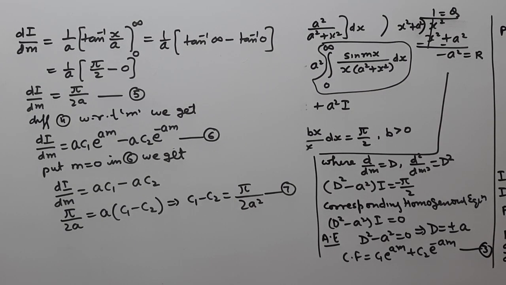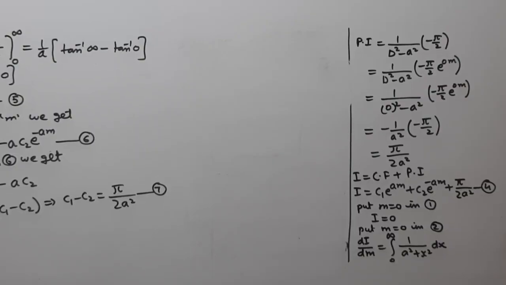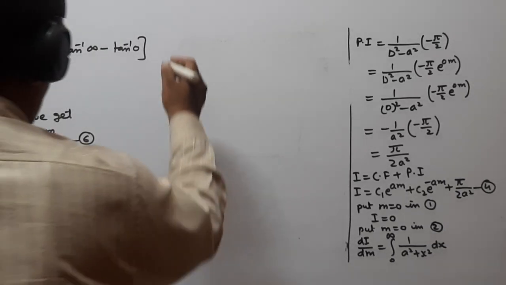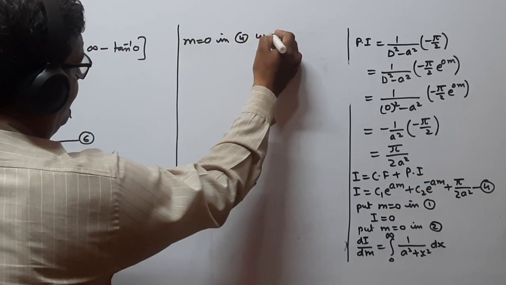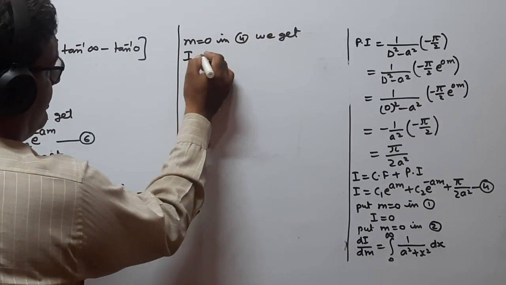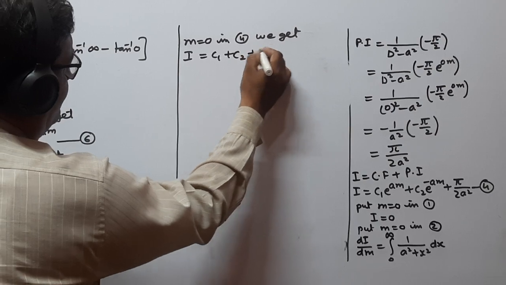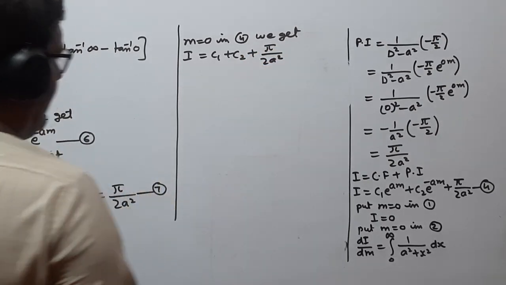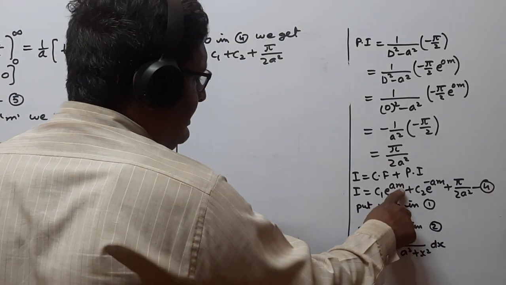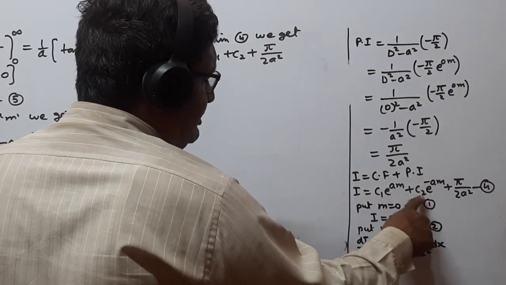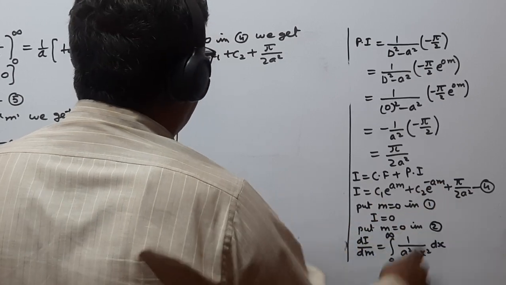Now we put the value of m, that is m is equal to 0 in 4, we get I is equal to c1 plus c2 plus pi upon 2a square. In the fourth equation, we put here m is equal to 0. So e to the power 0 is 1 here. So c1 plus c2 plus pi upon 2a square.